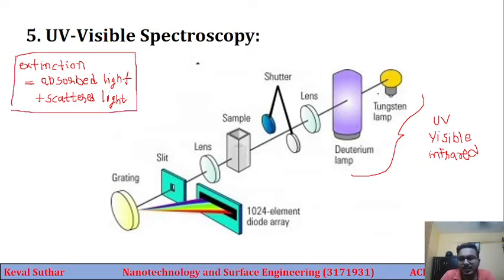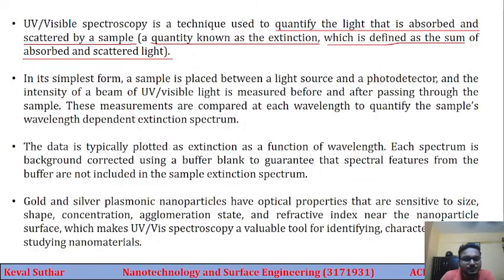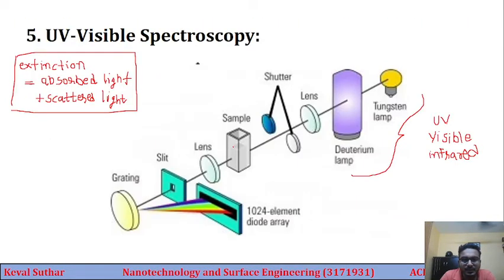So here the light which is coming from the tungsten lamp and deuterium lamp via this lens will have two different possibilities. First, some portion will be absorbed and some portion will be scattered, and then again it passes through the lens. Then we have a slit, and through this slit we have a grating, and here we have the 1024 element diode array where it is being received.